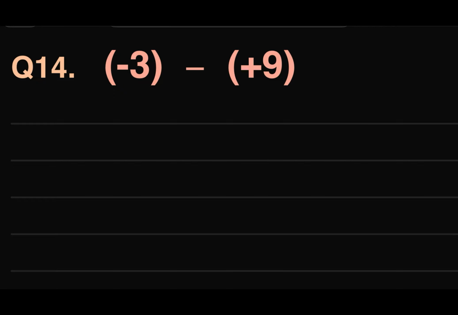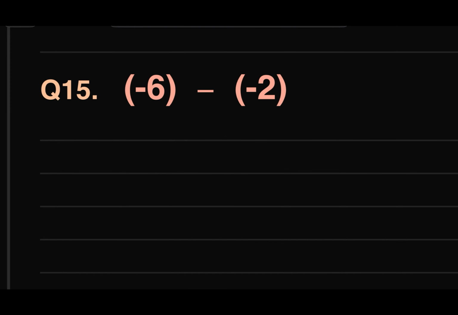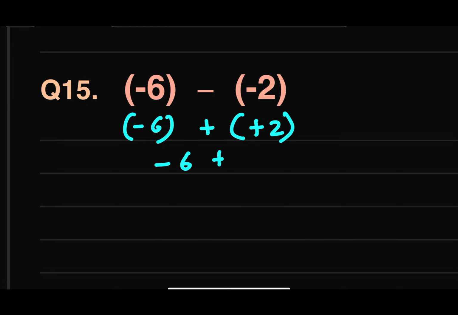Question number 14. Because there is a minus sign in between, we do keep, change, change. Minus 3 plus minus 9. So this is minus 3 minus 9. The sign is minus, 12. Keep, change, change. Keep this as it is. Change minus to plus. Change negative 2 to positive 2. That's it. Now write it without the brackets. Subtraction, sign of the greater number.